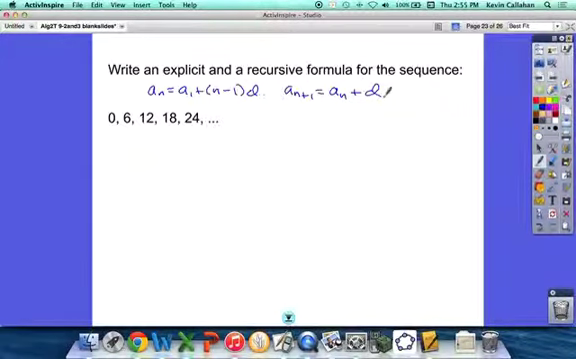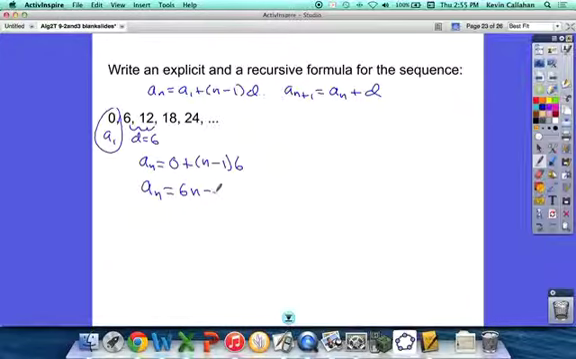All we need to fill in for on the first one is the a1 and the d. And on this one, just the d. That's all you have to fill in. So looking at these here, what's the first term? There's the a1. And what is the d? Right, d equals 6. So if I plug into this formula, an equals 0 plus n minus 1 times 6. An equals 6n minus 6.